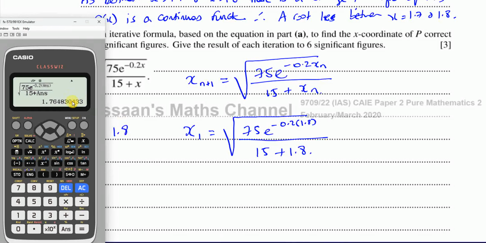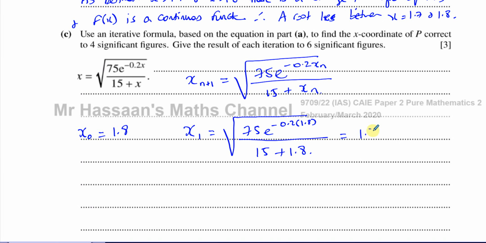1.764830. They say give the result of each iteration to 6 significant figures, so that's 4, 5, 6. So 1.76483. So that's x1.